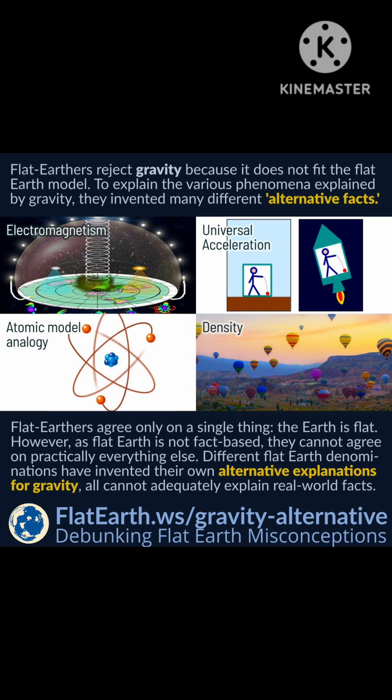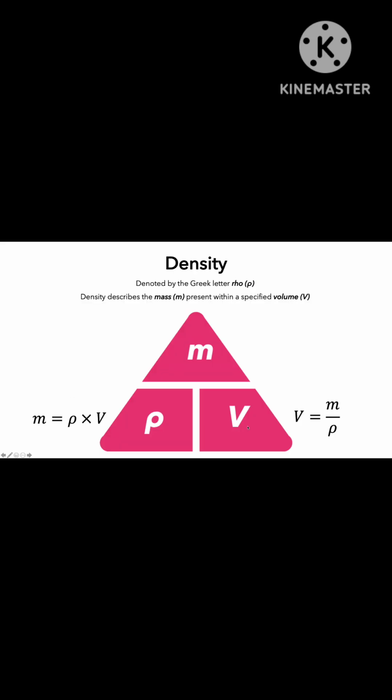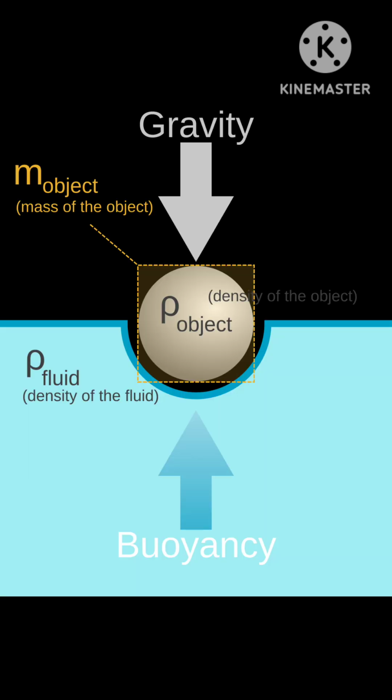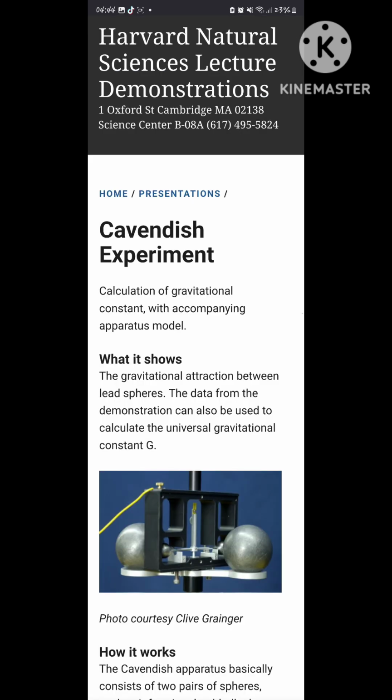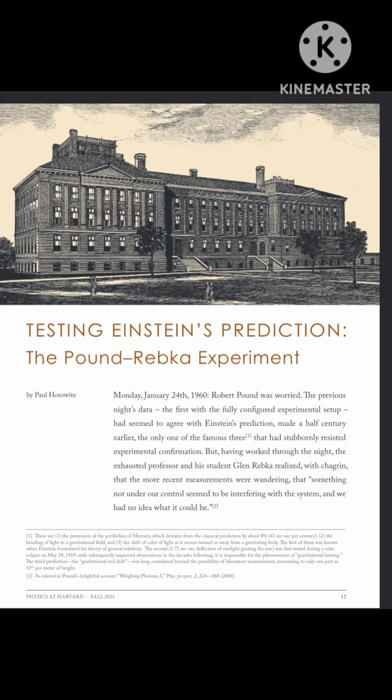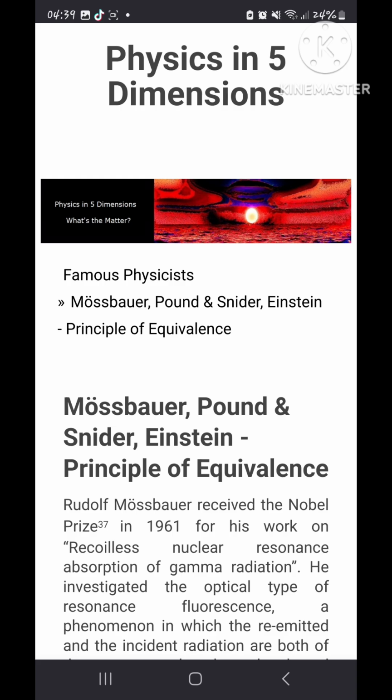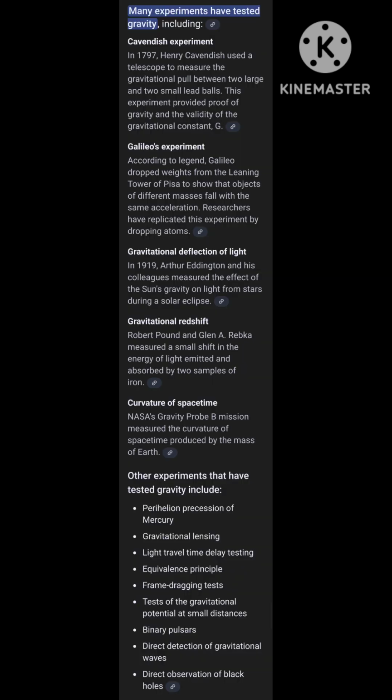So while flat Earthers deny the existence of gravity, all other forces and hypothetical explanations flerfs attempt to replace gravity with fail to work. Density isn't a force and doesn't have a vector of direction. Buoyancy requires gravity to work, and electromagnetism fails to dominate at any scale over the micro scale. The experimental evidence like Cavendish, Pound-Rebka, Pound-Snyder, and the Hafele and Keating experiment are some of many examples that had results confirming gravity and general relativity.